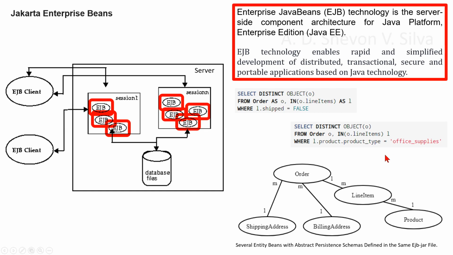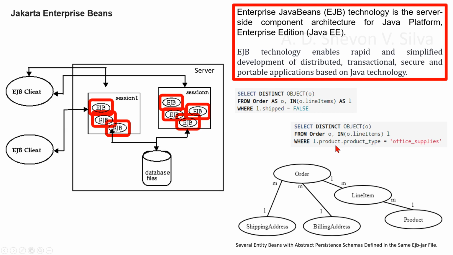Because order is related to the product by means of the relationships between order and line item and between line item and product, the navigation using the CMR fields line items and product is needed to express the query.